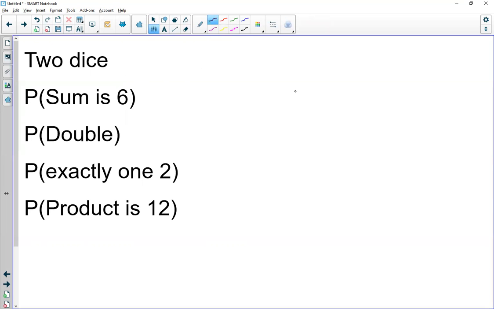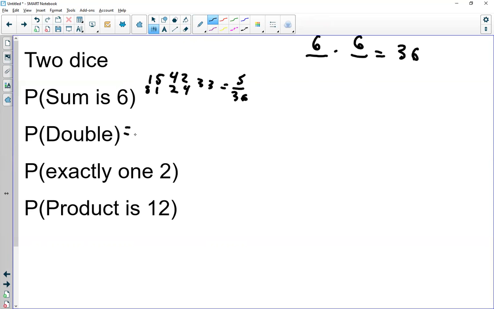Probability is, well, before we start, we need to figure out how many possible orders there are. Your first die, there's 6 of them. And your second die, there's 6 of them. So it's going to be 36. There's 36 in total. All right, the sum is 6. So your dice add up to 6. What could you roll? 1 and 5, 5 and 1. 4 and 2. And then you can always do the reverse: 5 and 1, 2 and 4, 3 and 3. This would be 5/36.